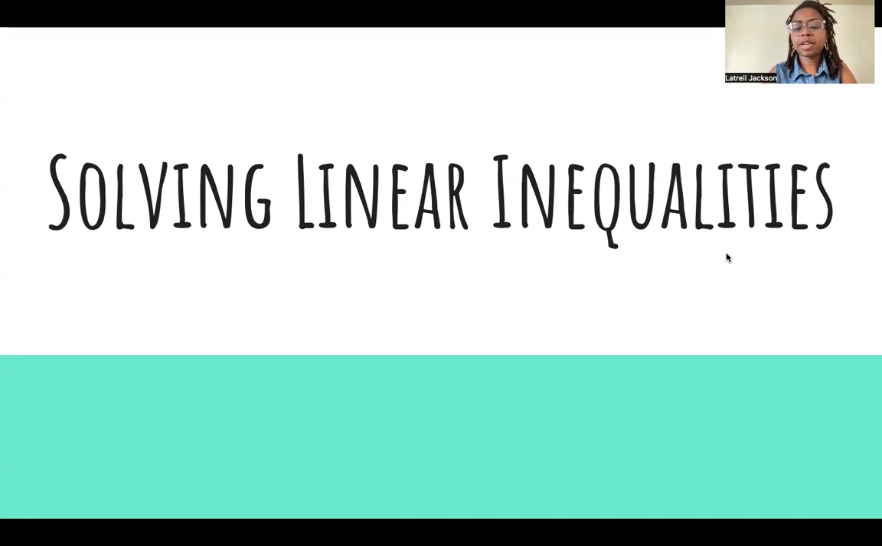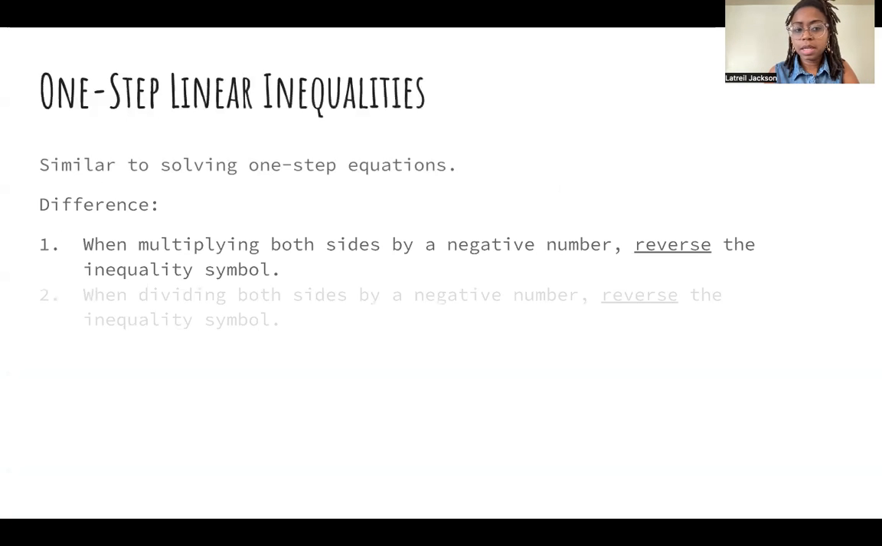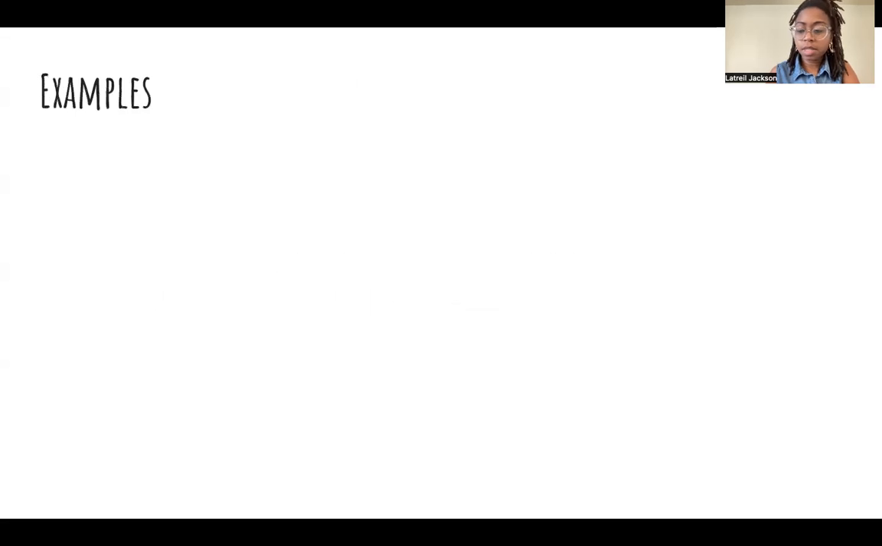Hey guys, so in this video, we're going to do some multi-step problems solving linear inequalities. Our previous video was doing single or one-step inequalities, and this video is going to be multi-step. So remember, when solving multi-step or one-step inequalities, if we multiply or divide by a negative number, you always reverse the inequality symbol. So let's do some examples of multi-step.